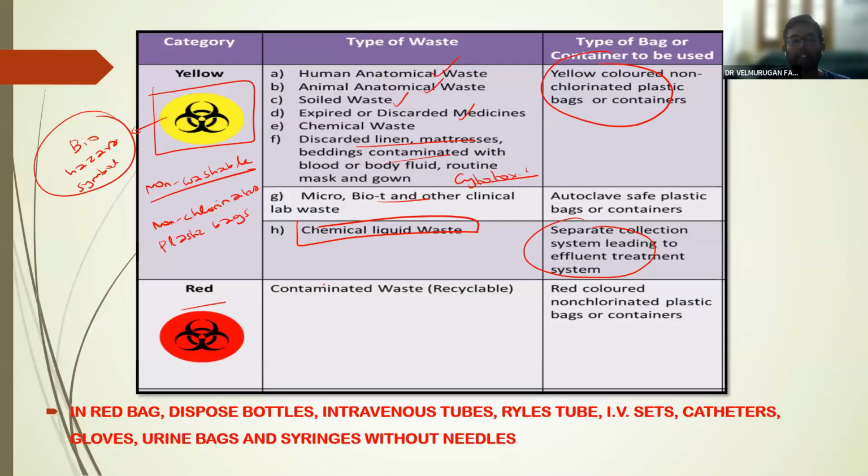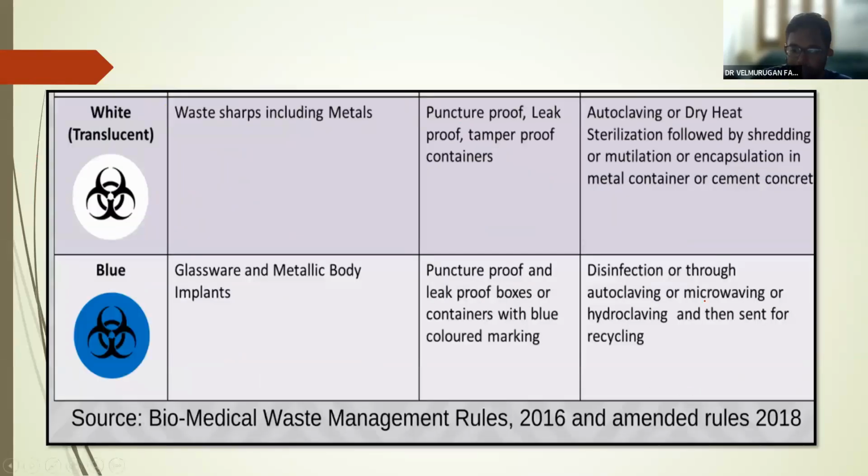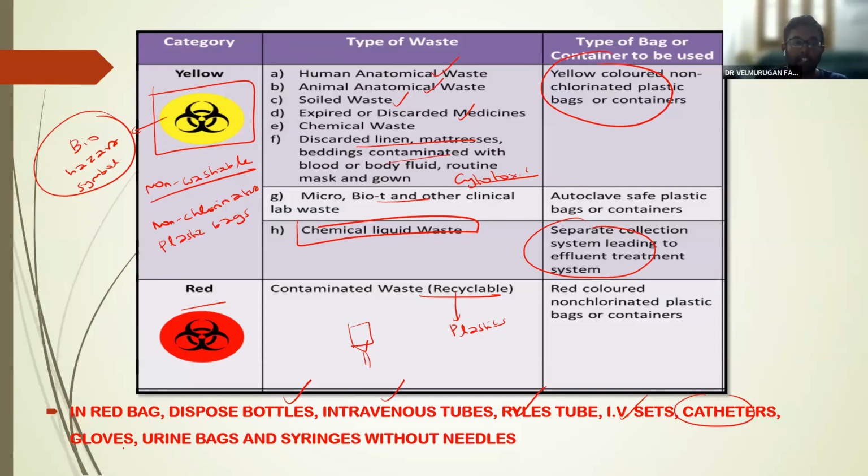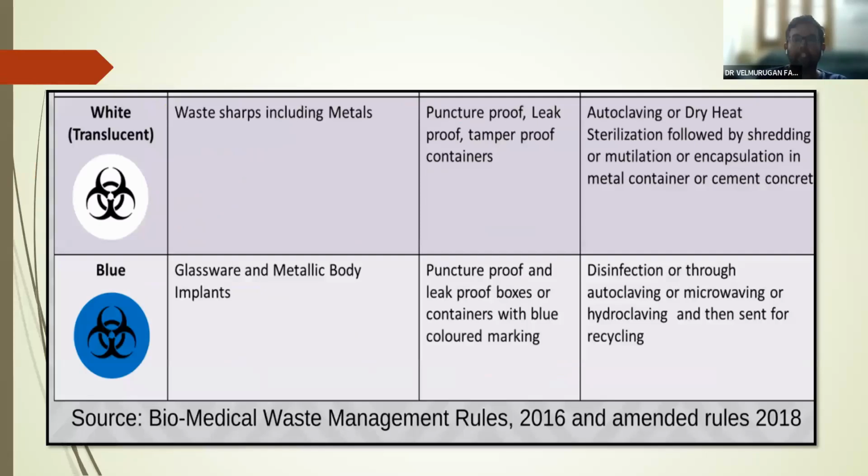Then red color is mainly for recyclable plastics. What are recyclable plastics? Bottles, IV tubes, rail tube, IV sets, catheters, gloves, urine bags, and syringes without the needle. Syringes without the needle, this part, we have to put in red color, mainly for recyclable plastics.